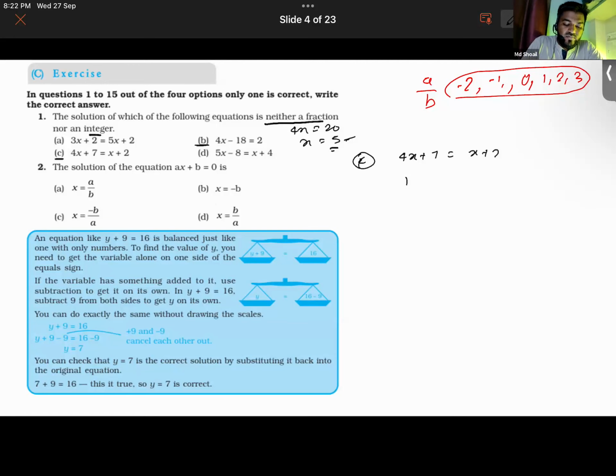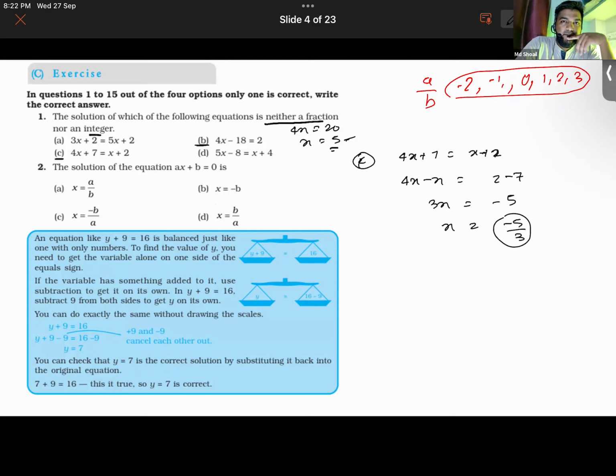So in C, what are we getting? 4x minus x equals 2 minus 7. Ahmed, you also pay attention here. So it's 4x minus x, that is 3x equals minus 5, and x equals minus 5 upon 3. Yes, sir, that's what I was saying. Exactly. So here you see, is it neither a fraction nor an integer?